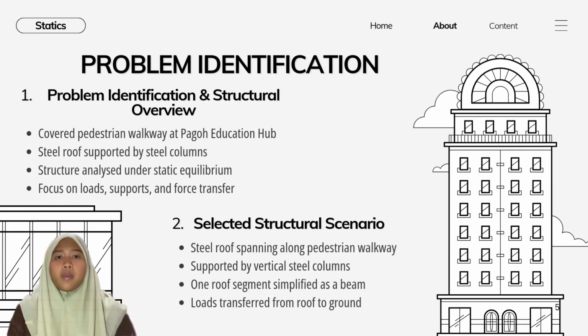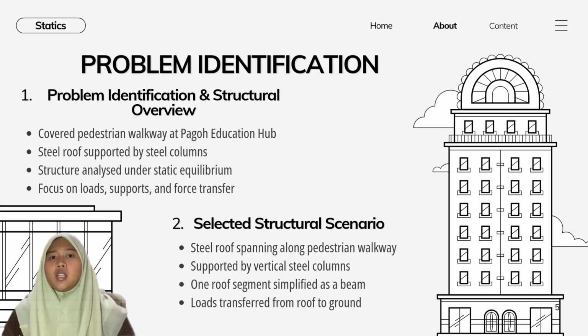Next, problem identification. For the problem identification stage, we begin by understanding the overall structure under study. The structure selected is the covered pedestrian walkway at Pagoh Education Hub, which consists of a steel roof system supported by steel columns. The structure is analyzed under static equilibrium, focusing on the applied loads, support conditions and force transfer mechanism.